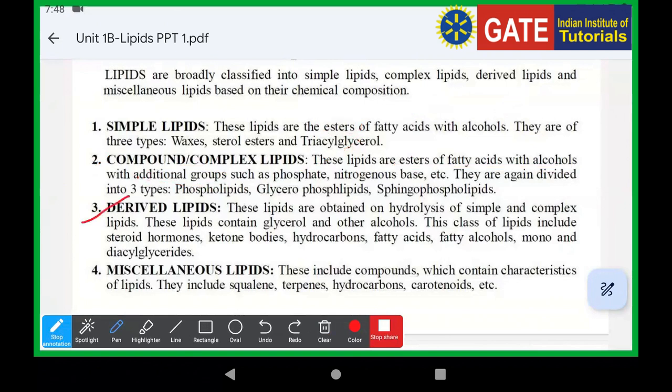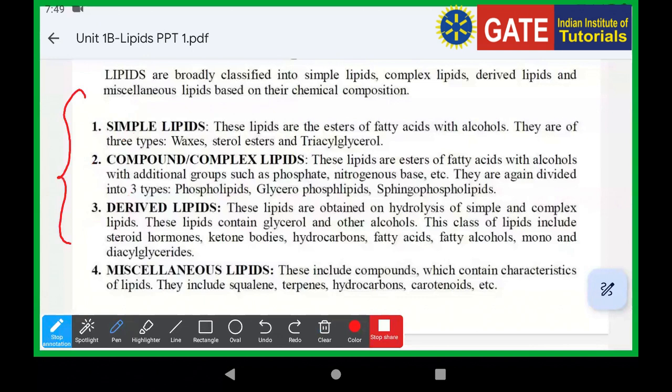Next, derived lipids. These lipids are obtained on hydrolysis of simple and compound lipids. Simple lipids and compound lipids are both hydrolyzed, broken down to form a new variety of lipid called derived lipid. Examples, as we discussed now: cholesterol, fatty acids, monoacylglycerol, diacylglycerol, steroid hormones, hydrocarbons, ketone bodies. All these are derived lipids, not simple lipids or compound lipids. So these are the three important types of lipids.